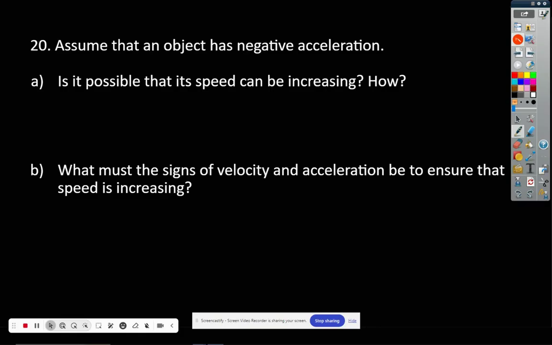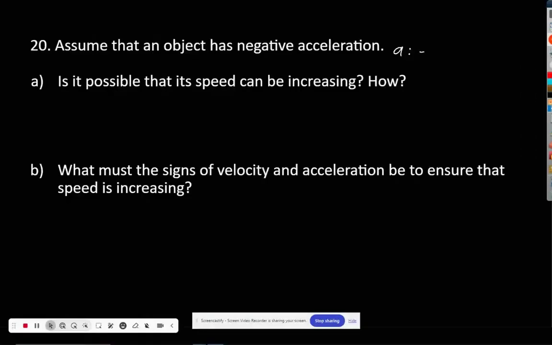So let's review the key questions from Chapter 4, or at least the questions I looked at when making the exam for Chapter 4. Number 20. Assume that an object has negative acceleration. That's just a statement. So, okay, acceleration is negative for right now. A. Is it possible that its speed can be increasing?